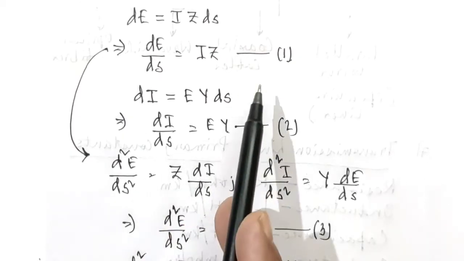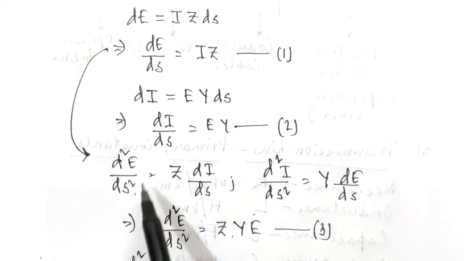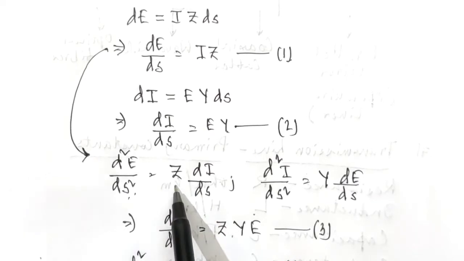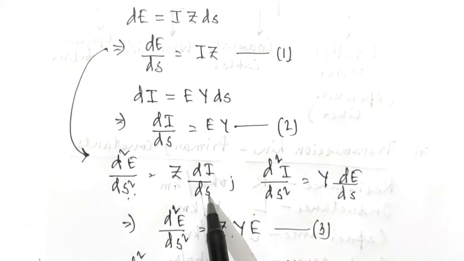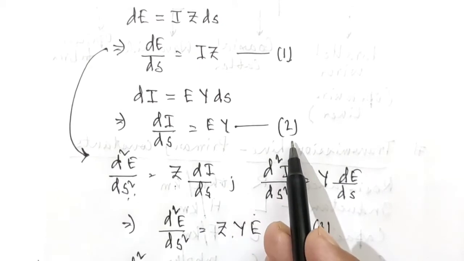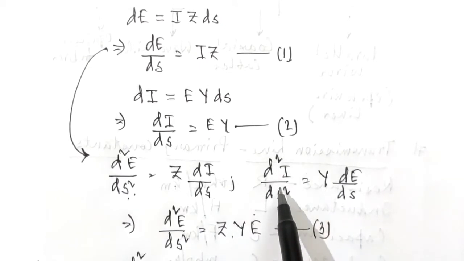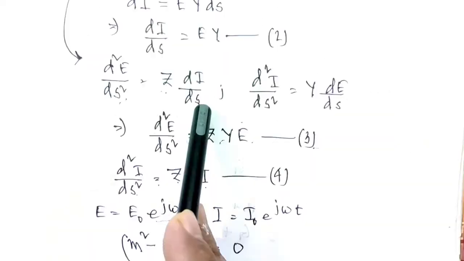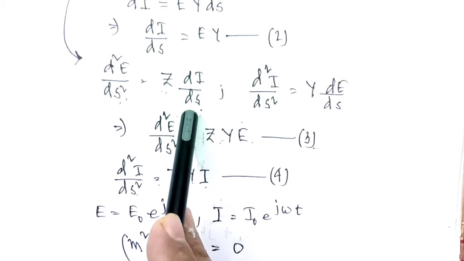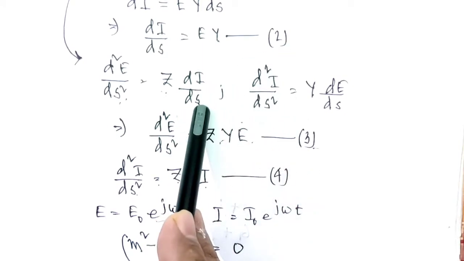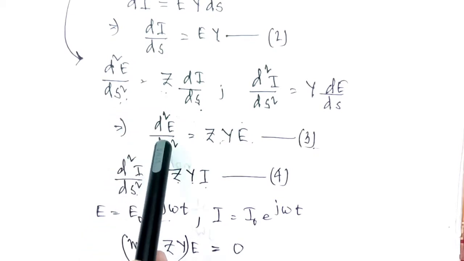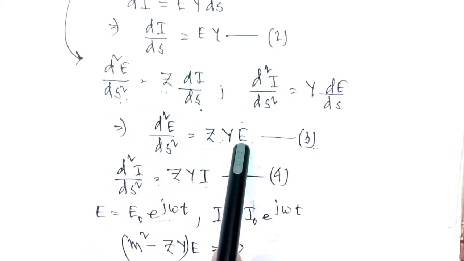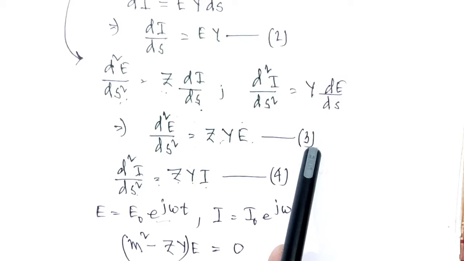Now differentiating equation 1 with respect to s, we find d2E/ds2 equals Z into dI/ds, because Z is an impedance and it is constant. Differentiating equation 2 with respect to s, we get d2I/ds2 equals Y into dE/ds. Let's put the value of dI/ds from equation 2 into the d2E/ds2 equation, and we will get Z into Y into E. Let it be our equation 3.